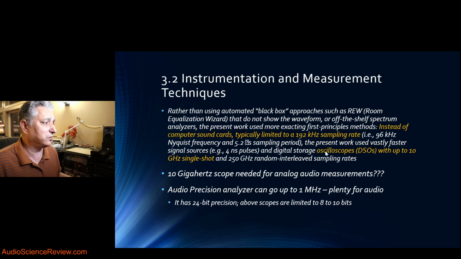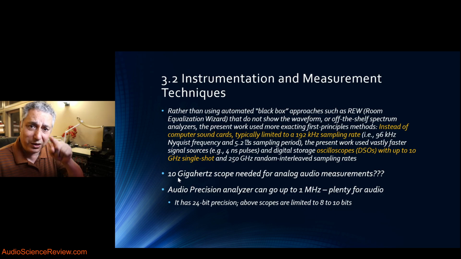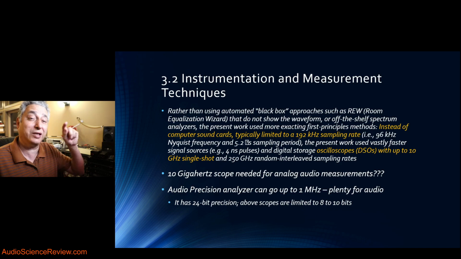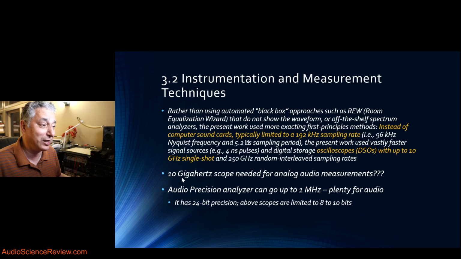But he goes out and says, hey, look, what you really want to use is a digital storage scope that goes up to 10 gigahertz single-shot capture. Like, really? A 10 gigahertz oscilloscope to measure 20 kilohertz? So we have 20 kilohertz, 1,000 times more than that is 20 megahertz, and 1,000 times more than that is 20 gigahertz. So he's going a million times higher bandwidth than he thinks we need to measure an audio cable. It's like, where does that come from?